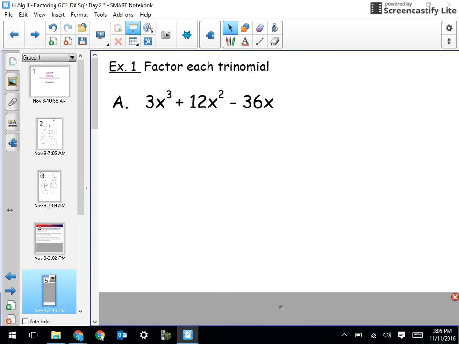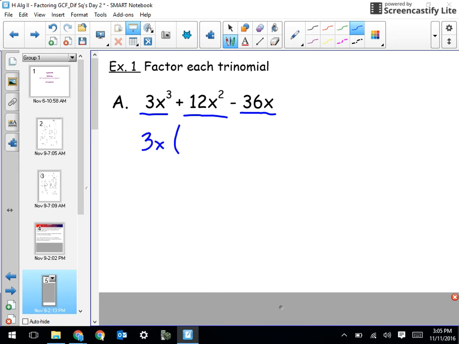Okay, so factor each trinomial. The first thing I want to take a look at is, what do these three things have in common? They have a 3x in common. I hope we can all see that. You pull out the 3x, which leaves us with an x squared plus 4x minus 12. Now, this 3x is still part of our answer.